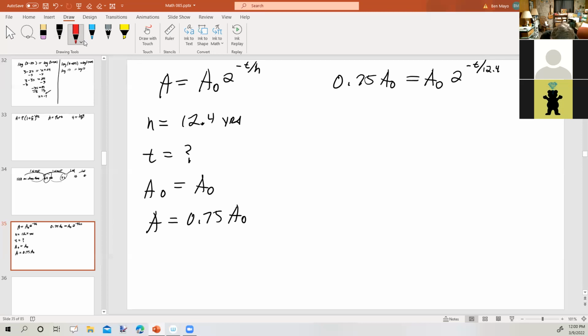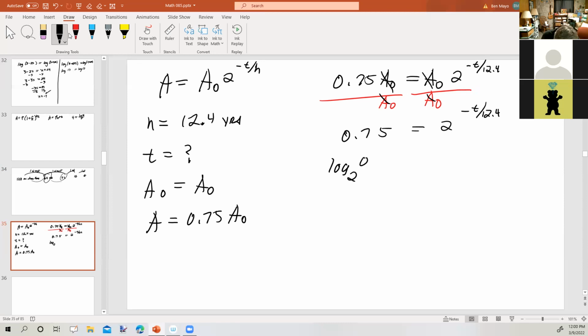My next move is to divide both sides by A sub 0. So now I get 0.75 equals 2 to the negative t over 12.4 power. I now have an exponential equation in the correct form to convert it into a logarithmic equation. Why do I want to do that? Because my unknown t is part of the exponent. So this becomes log base 2 of 0.75 equals negative t over 12.4.